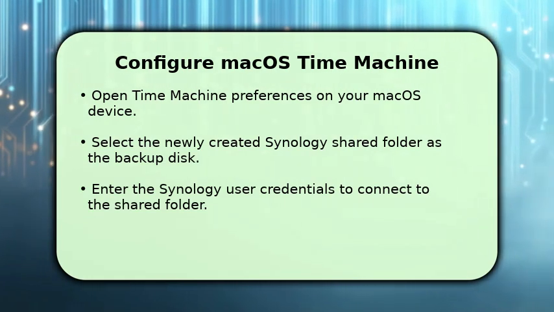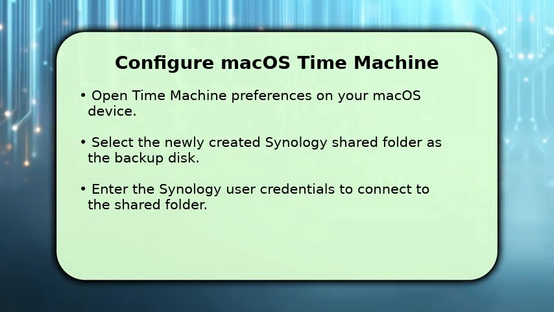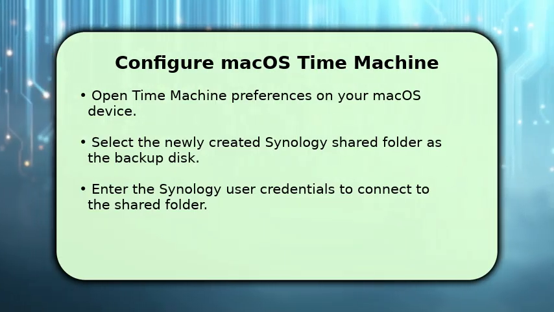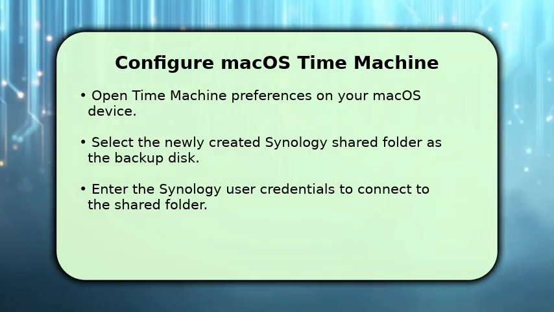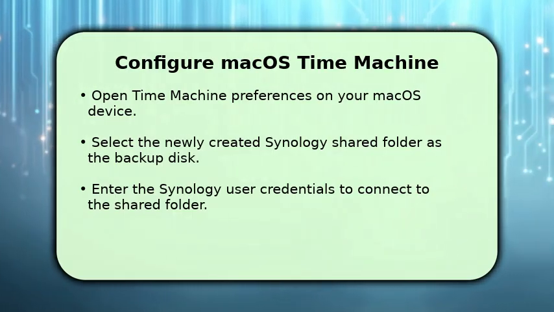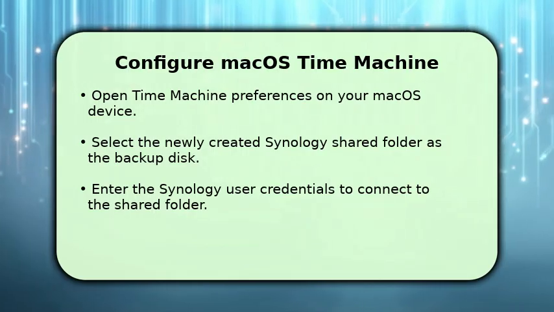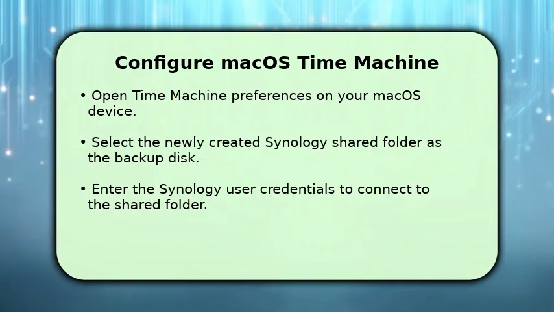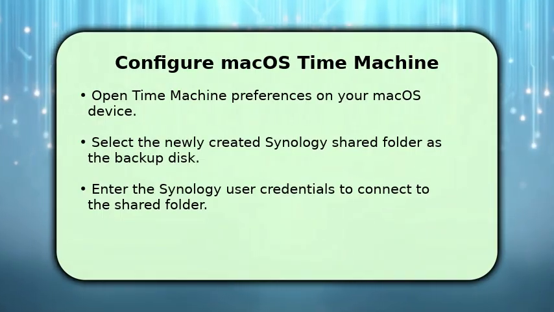Now, let's configure Time Machine on your Mac OS device. Navigate to System Settings, then find and open the Time Machine preferences. Here, you will select the Synology shared folder you just created as your backup disk. You'll be prompted to enter the username and password for the Synology user account you set up. Once these credentials are provided, your Mac will be ready to begin its first backup to your network-attached storage.